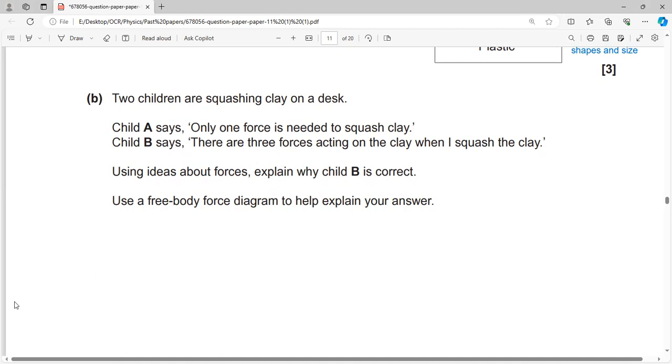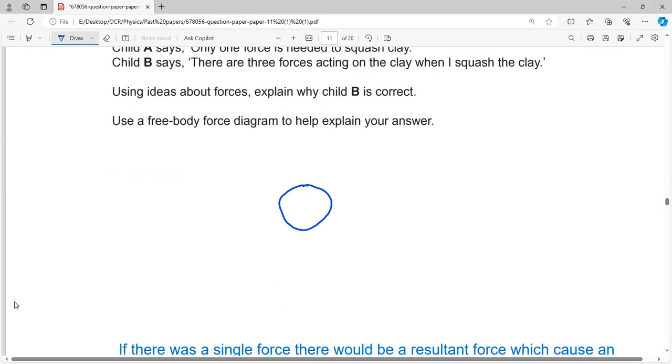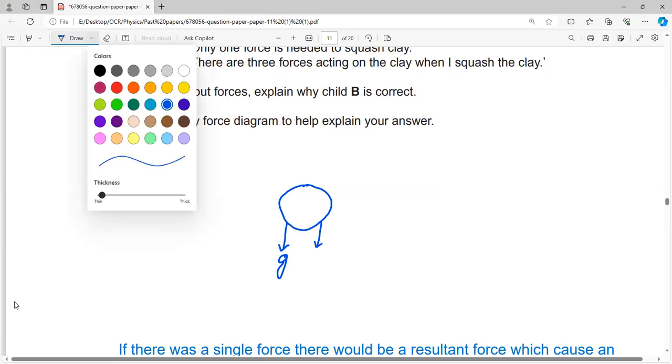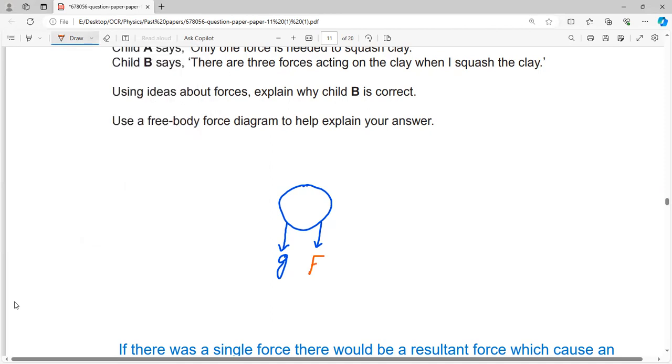Looking at the free body diagram, for drawing a free body diagram, let's suppose this is the clay. On this free body, there are forces acting on the object. One force acts downward, that's the gravitational force. The second force also acts downward, this is the applied force, the force the boy applied on the ball. What about the upward force by the table surface? There will be one force, that's the normal force.